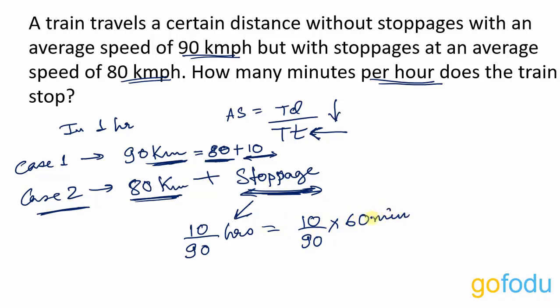When we convert it into minutes, this will give us 6.66 minutes, that is 6 minutes and 2 by 3 minute. 2 by 3 minute when converted to seconds will be 2 by 3 into 60, which is 40 seconds. This is the time the train takes for stoppages every hour when it is going with an average speed of 80 km per hour.